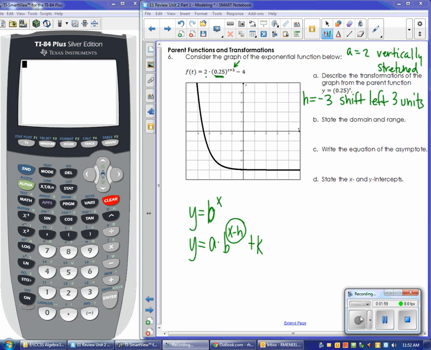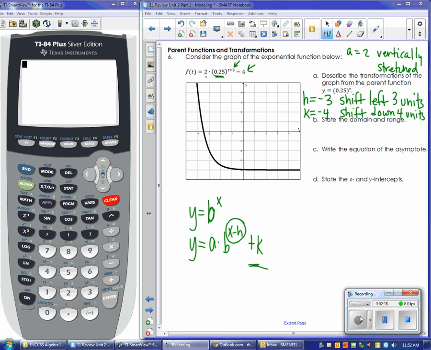The number on the outside corresponds to our value of k. And notice that in the formula, it's just plus k, so we don't have to worry about changing the signs. So here, k is a negative 4, which tells us that we're going to be shifting down 4 units.